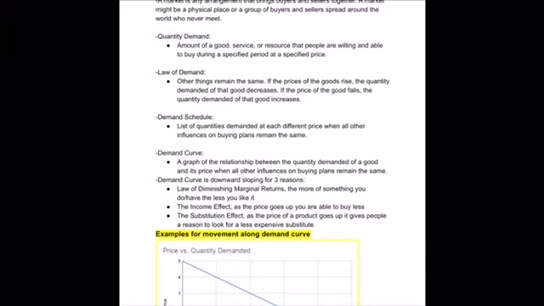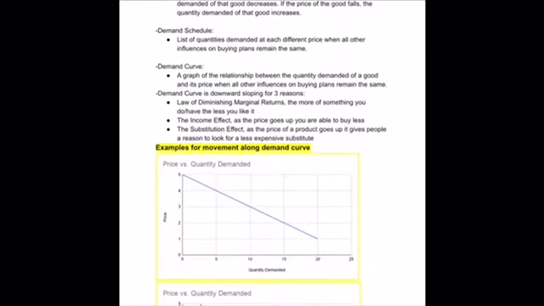Next is the law of demand, which is: as other things remain the same, if the price of the good rises, the quantity demanded of that good decreases, and if the price of the good falls, then the quantity demanded of that good increases. So obviously, if the price goes down, more people are going to want to buy it because they have more money since the price is lower, and then they're able to buy more.